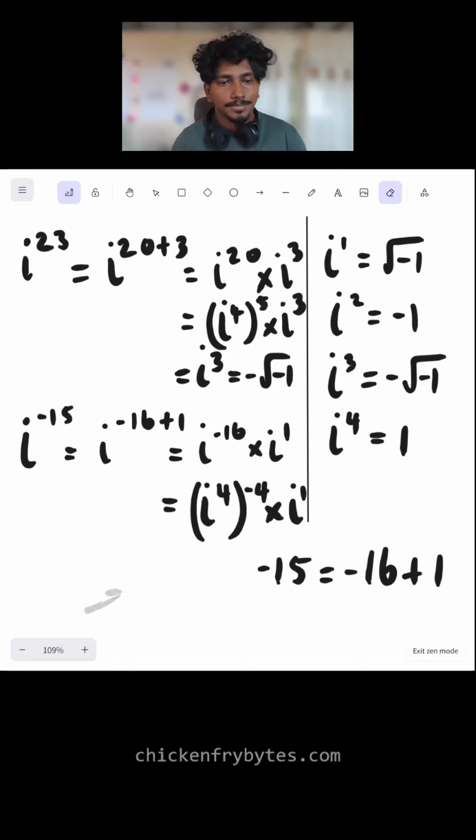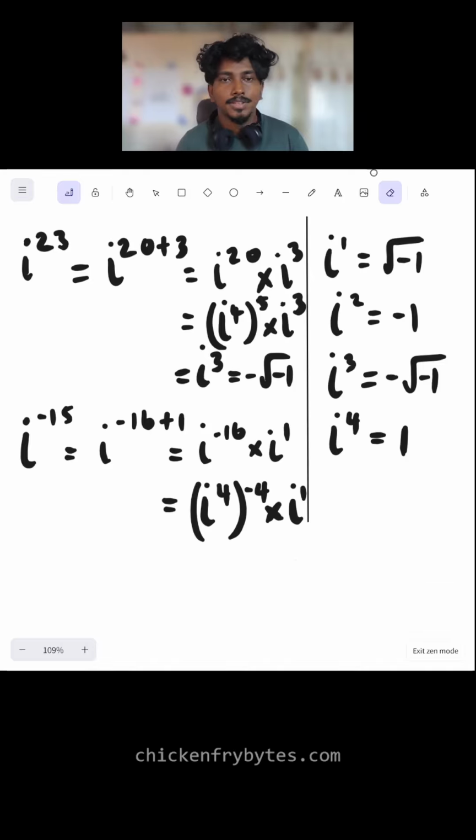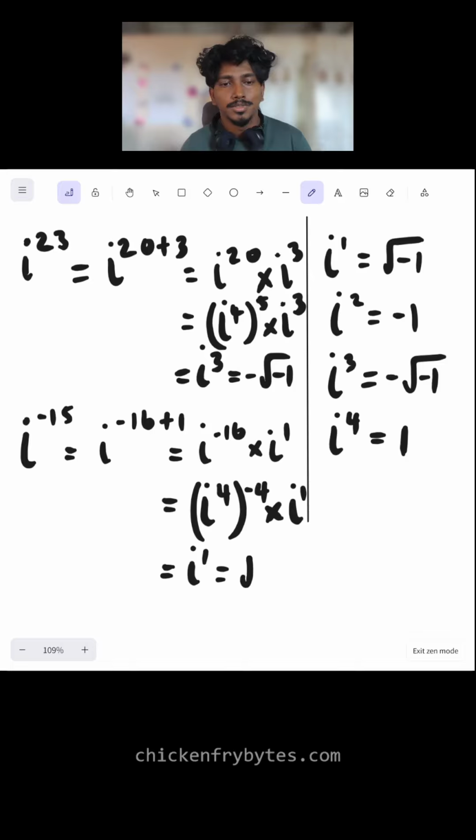I get rid of this, right? Any power of i to the power of 4 is 1. So we don't need to deal with this part here anymore. So the final answer here is really i to the power of 1, which we know is the square root of negative 1. And that there is our answer.